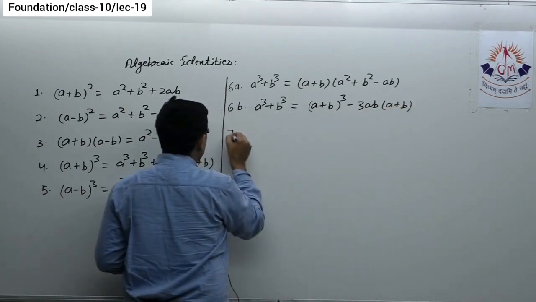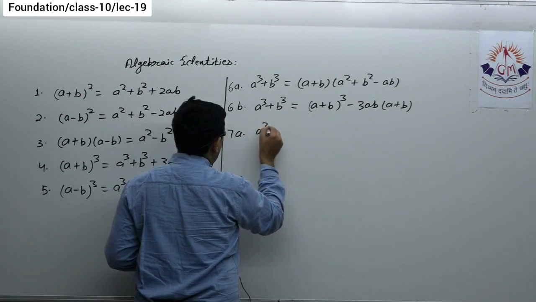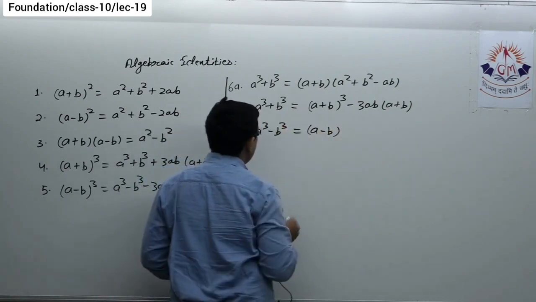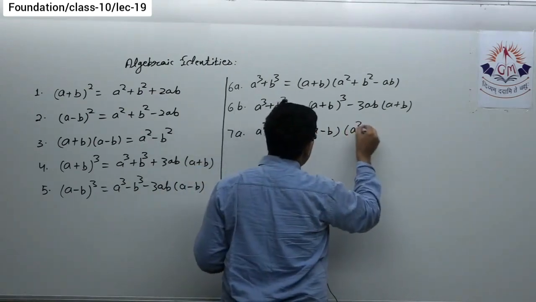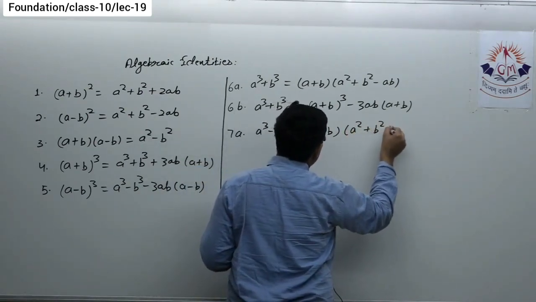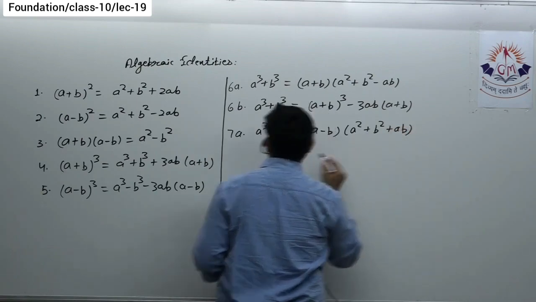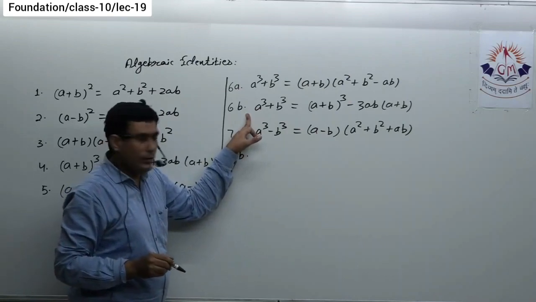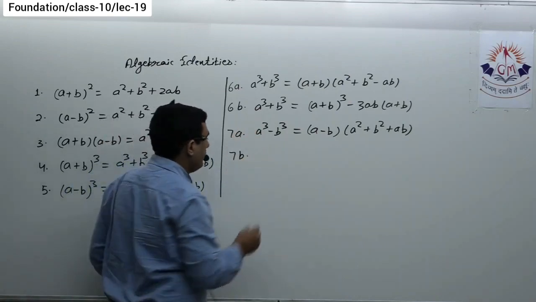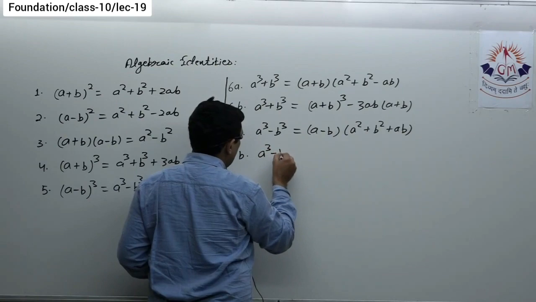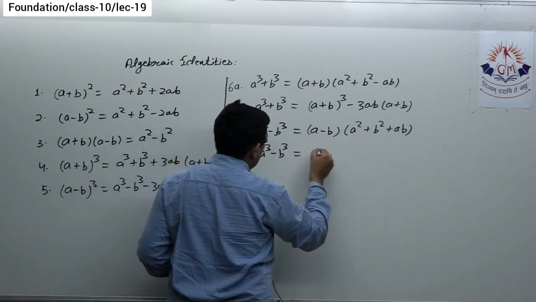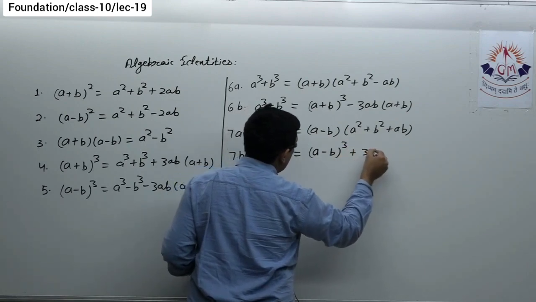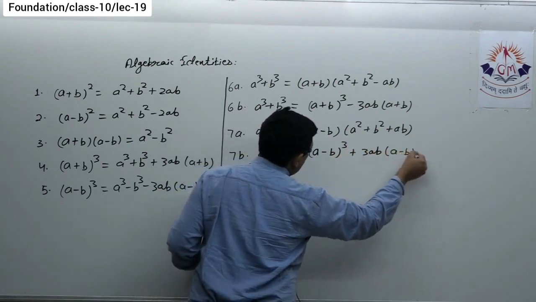Now seventh a. Now a cube minus b cube is (a minus b) into (a square plus b square plus ab). Then seventh b. As I have two identities for a cube plus b cube, similarly I have two identities for a cube minus b cube. That is (a minus b) whole cube plus 3ab into (a minus b).